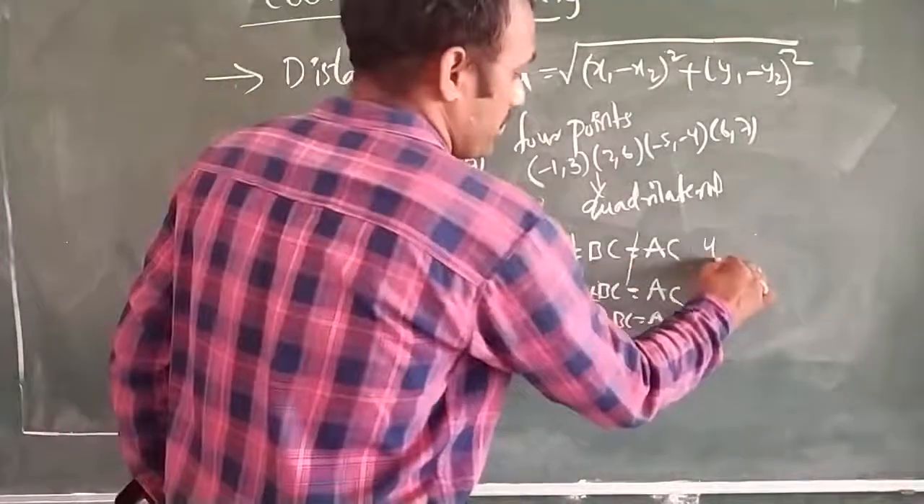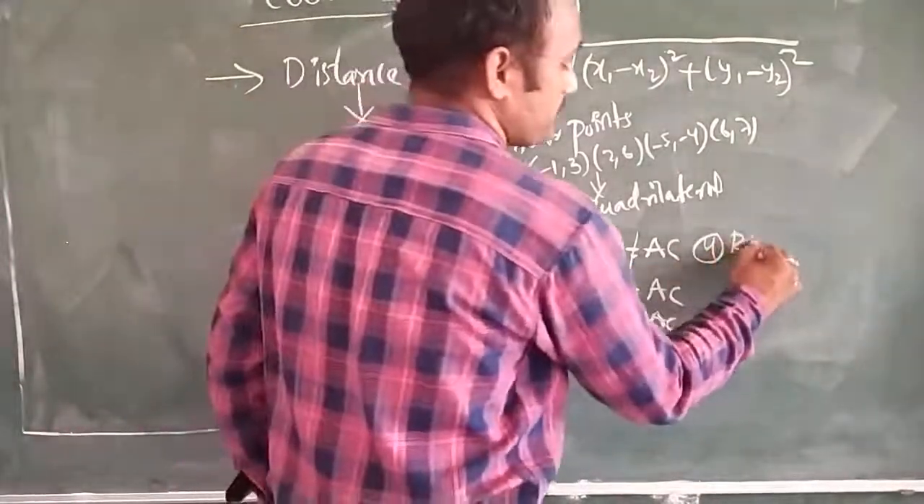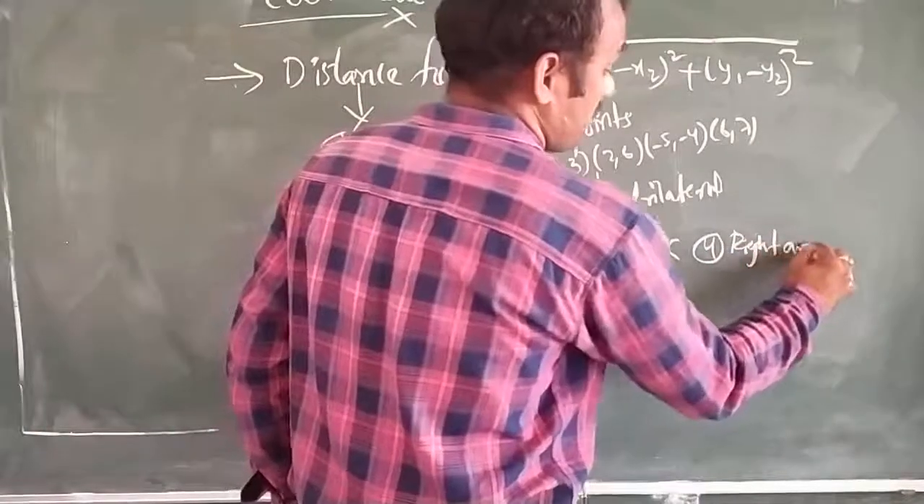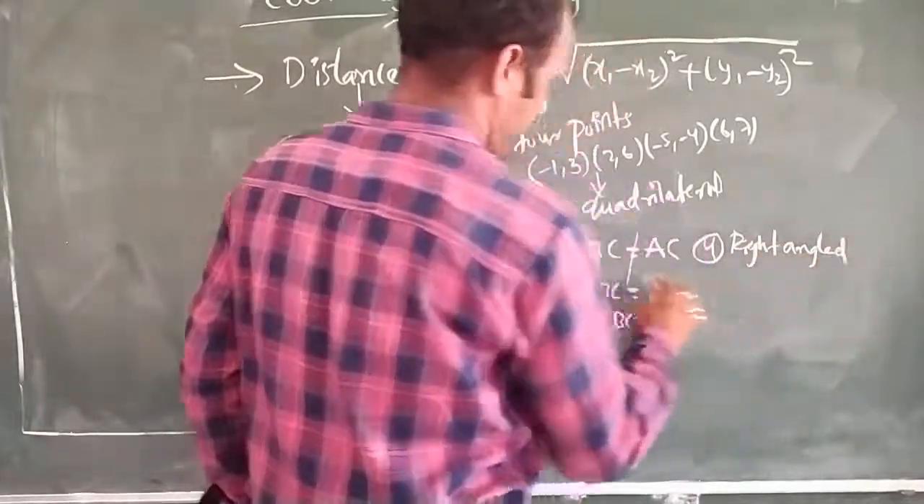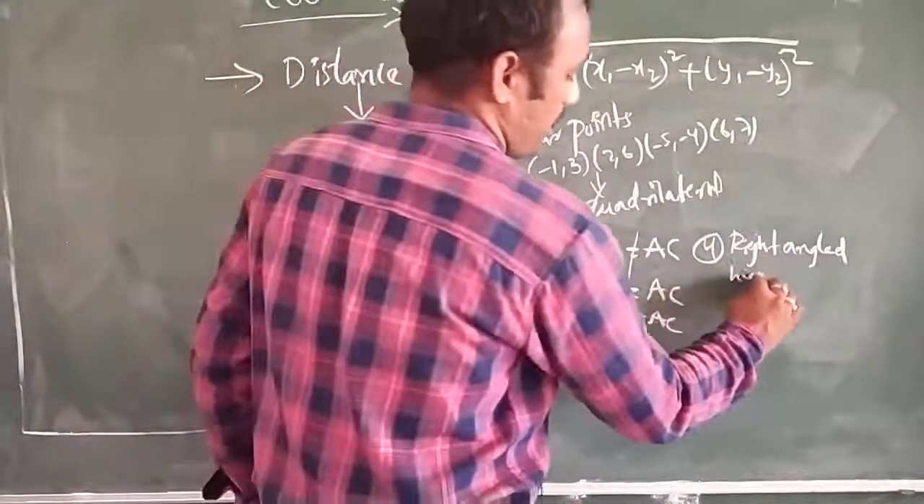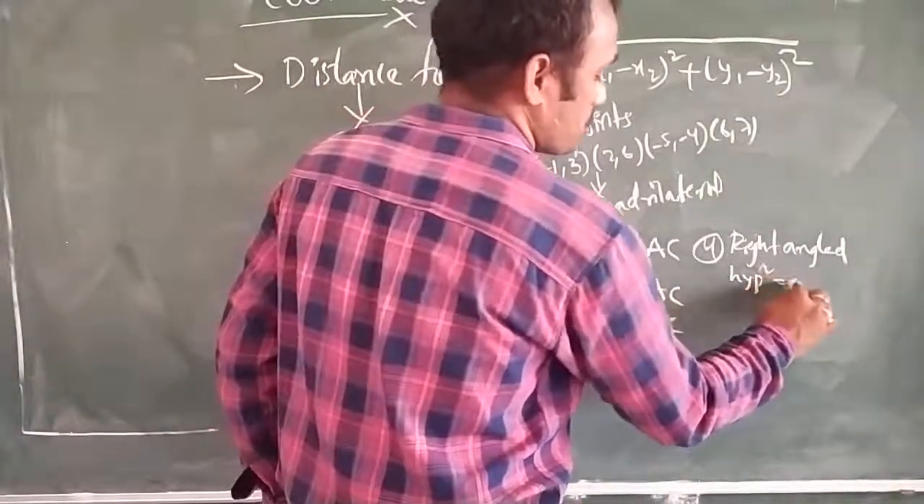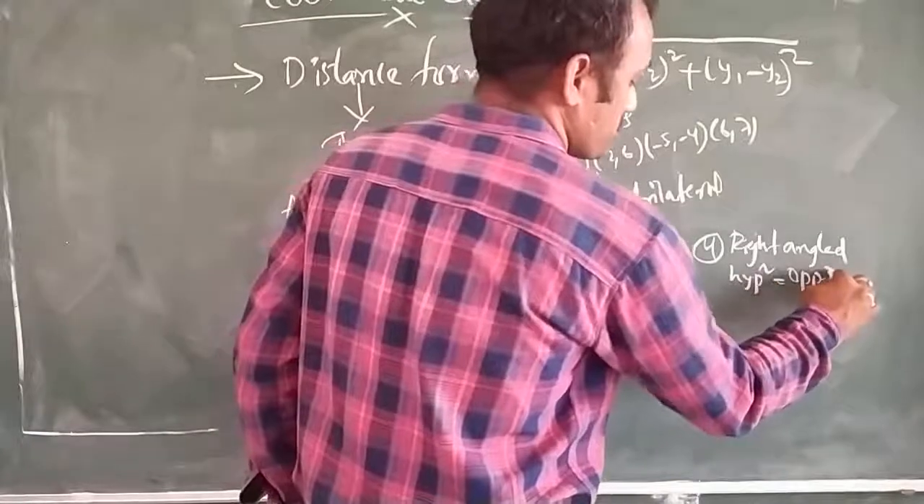Next, the fourth one is the right angle triangle. When can we say that 3 points form a right angle triangle? The hypotenuse square is equal to the opposite square plus the adjacent square.